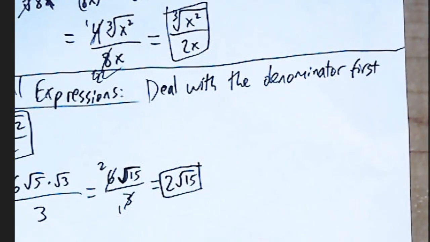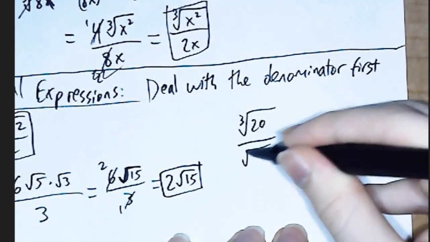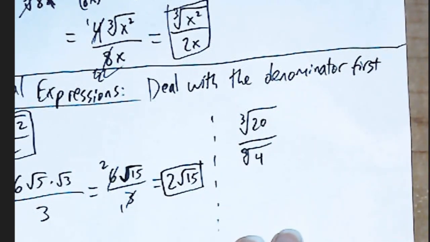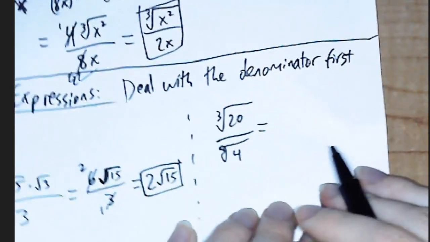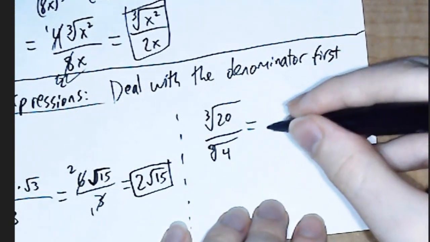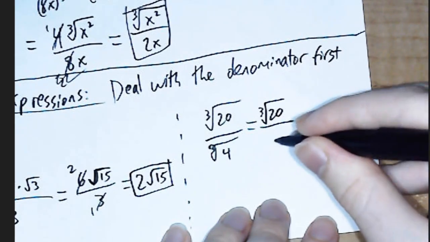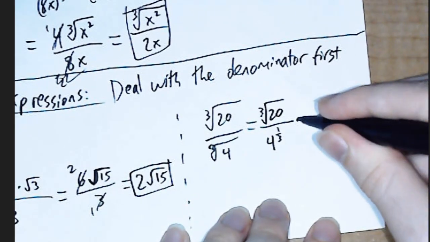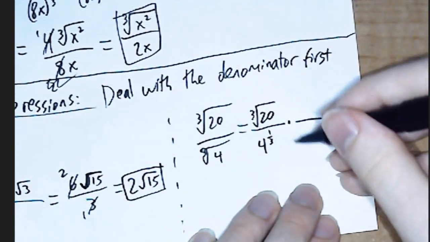All right, the last example that I'm going to put on here is the cube root of 20 over the cube root of 4. So because this is the cube root of 4, we're going to need to write this as the cube root of 20 over 4 to the 1/3 so that we can rationalize it. This way we know what power to raise 4 to when we multiply it.